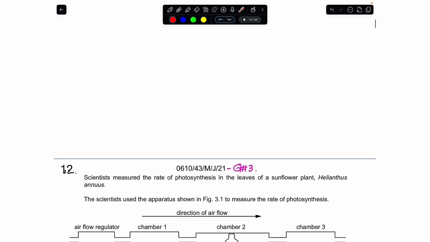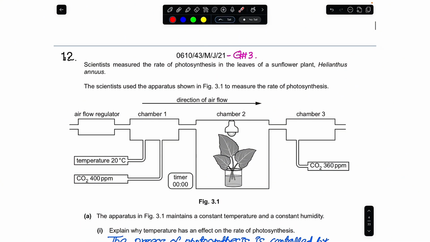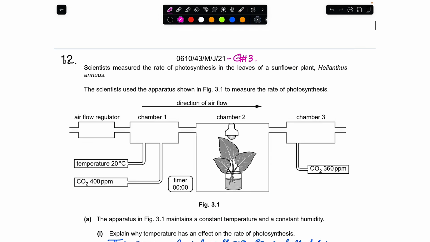Moving on toward the next question, and this again is from the external factors that limit the rate of photosynthesis. It came in May-June of 2021. The variant for your theory paper was 4.3, and this was question number 3 in your exam. The investigation which the examiner has presented is in figure 3.1. This has to be clearly understood so that we can answer accurately.